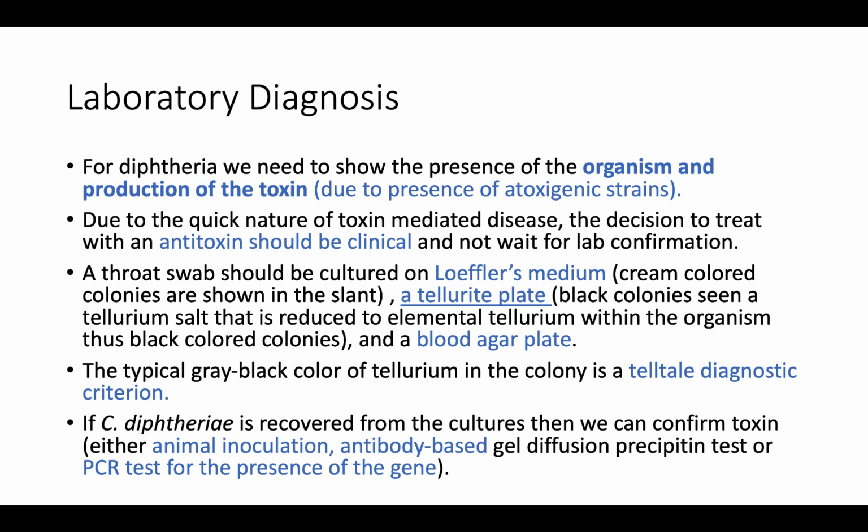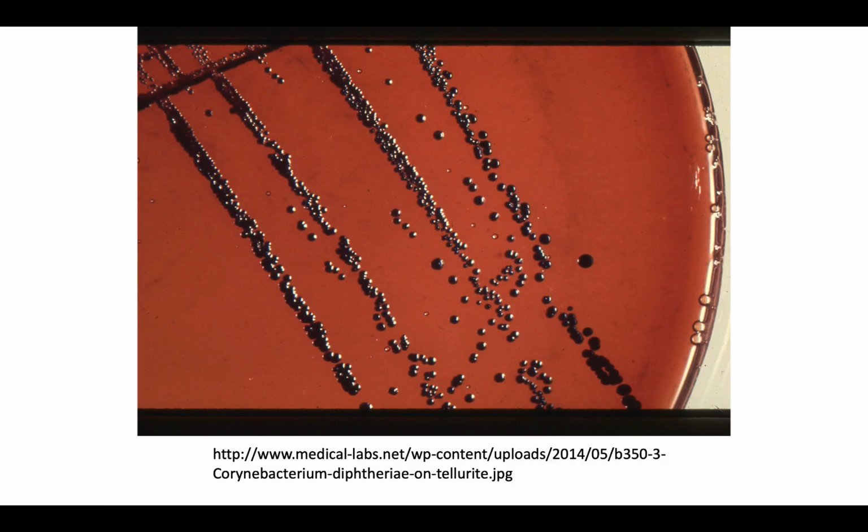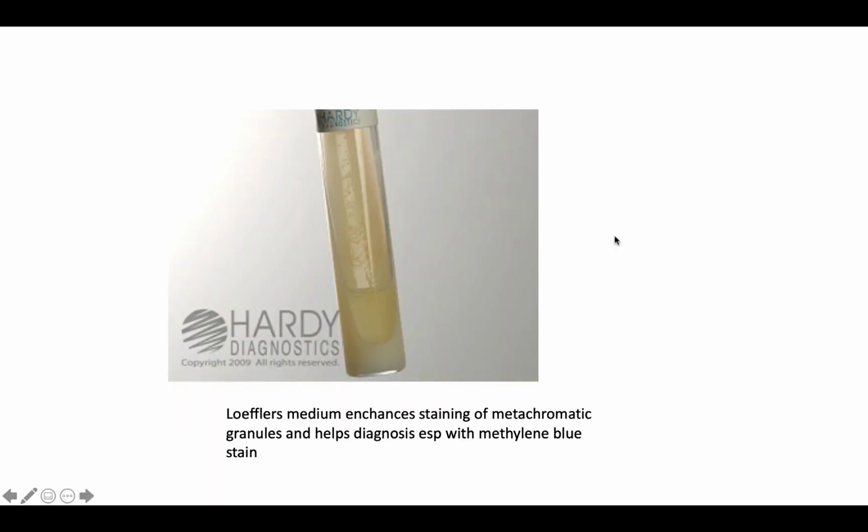Okay, so if the diphtheria is recovered from the cultures, we can confirm the toxin from the culture itself. So we can inoculate animals, and then you can do an antibody-based immunodiffusion test, or PCR for the presence of the actual gene. So that's what it looks like, these black colonies on tellurite plate. This is Loeffler, the cream colored colonies on the Loeffler media.